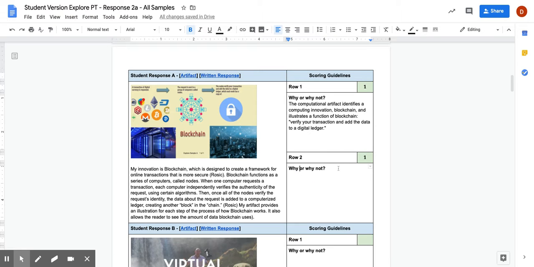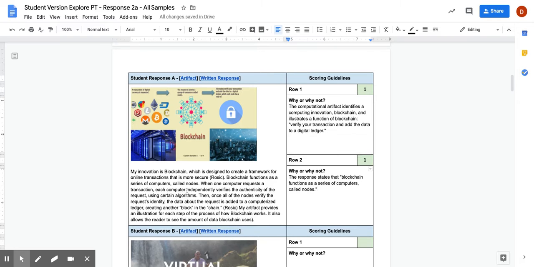The response states that blockchain functions as a series of computers called nodes. Have they stated more than that? Yes, of course they have, but very simple. All they need to do is state one correct fact about the intended purpose or function. And so they've earned both rows 1 and 2.